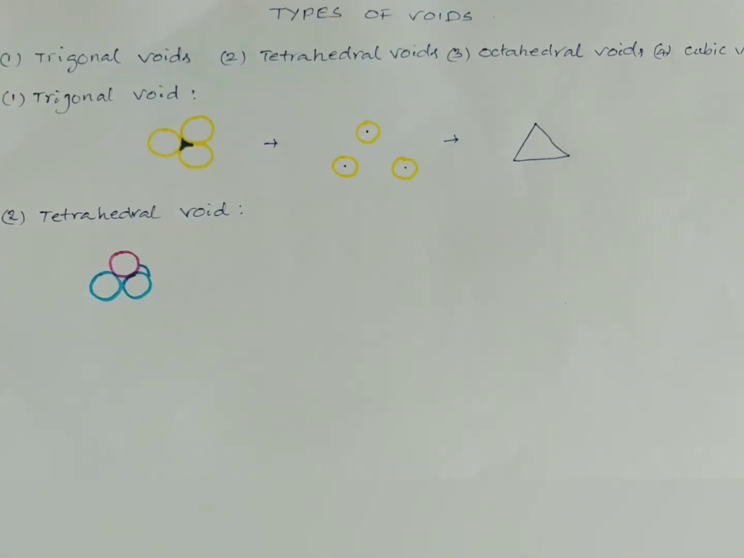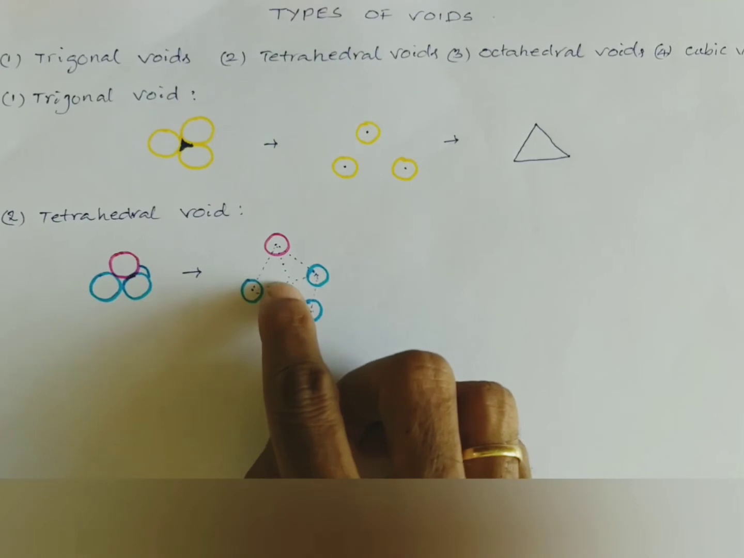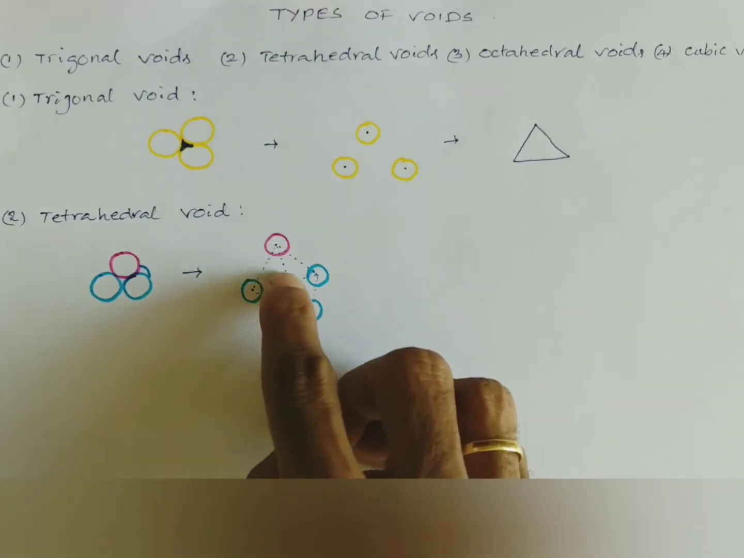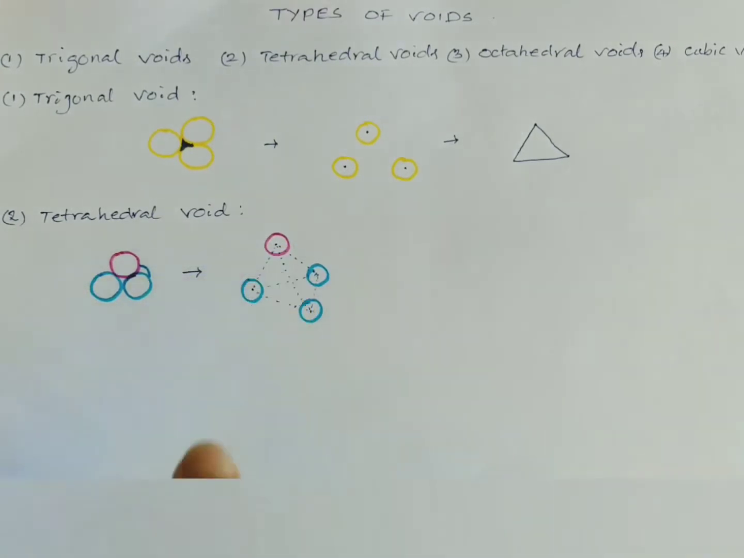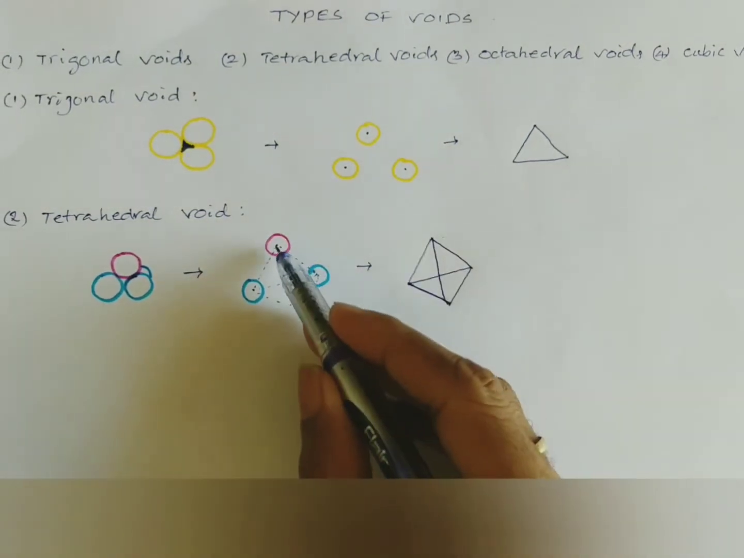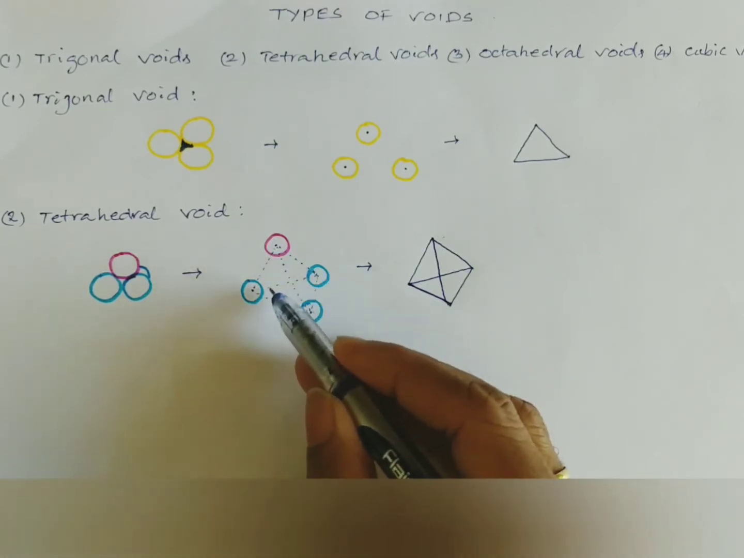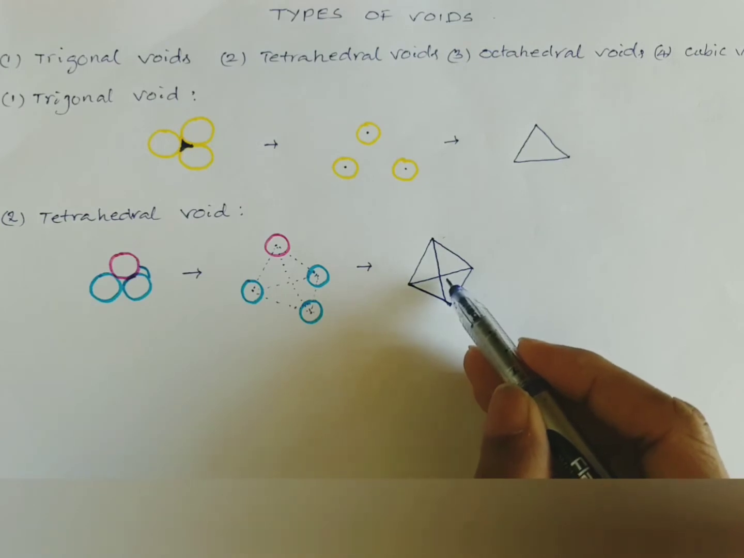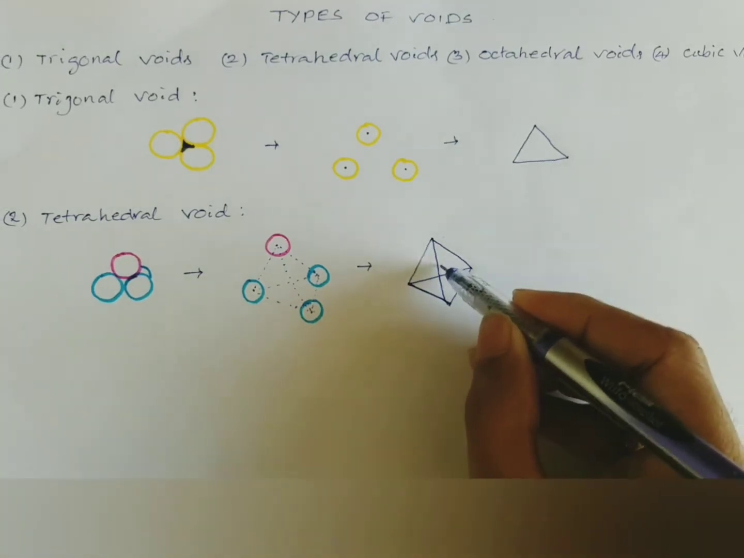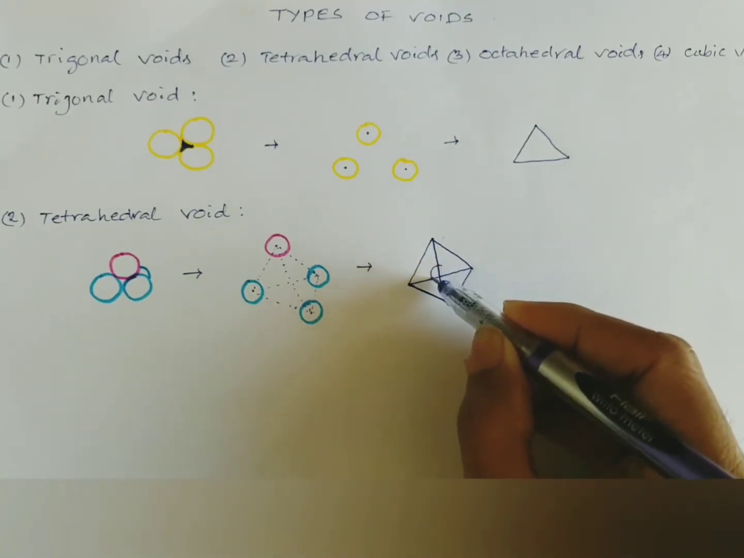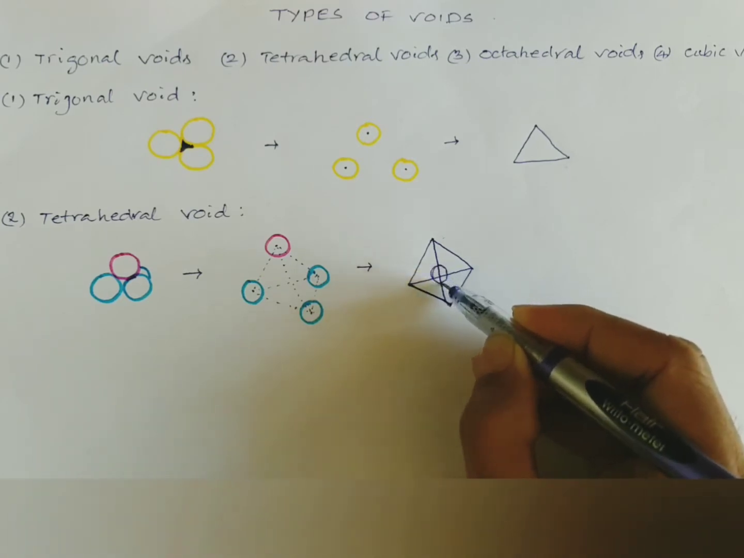Now if you open up these atoms, the arrangement of atoms looks like this. Now the empty space between these four atoms is called as tetrahedral void. Now if you join the imaginary line between the nuclei of four atoms, then you will get a tetrahedral shape like this, and the empty space is known as tetrahedral void. This becomes the tetrahedral void.